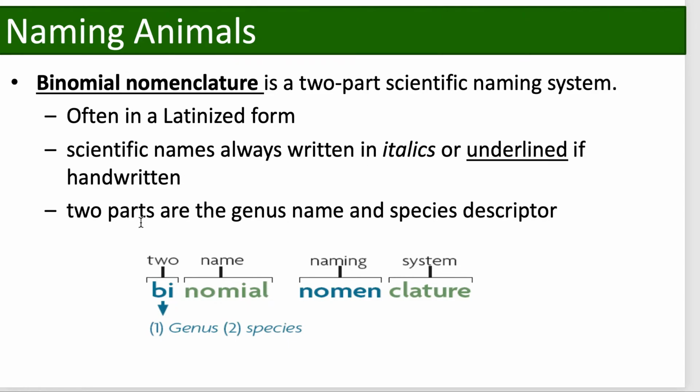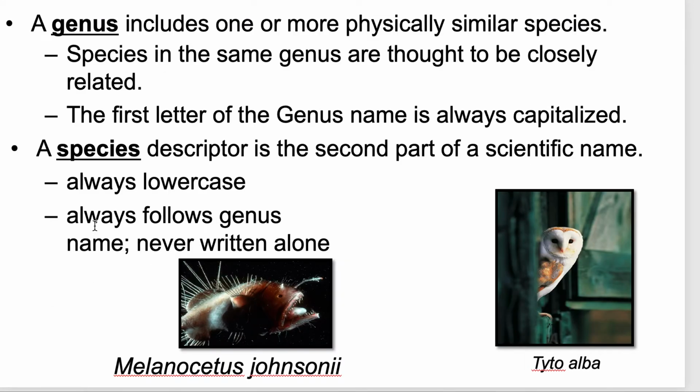Think of it like a first and a last name in a way. The genus and the species comprise that formal name. The genus includes one or more physically similar species, so multiple animals can share the same genus. Think of the genus as closer to a last name, where you, your parents, and your siblings may all share the same last name because you're all part of the same family, or in this case, the same genus.